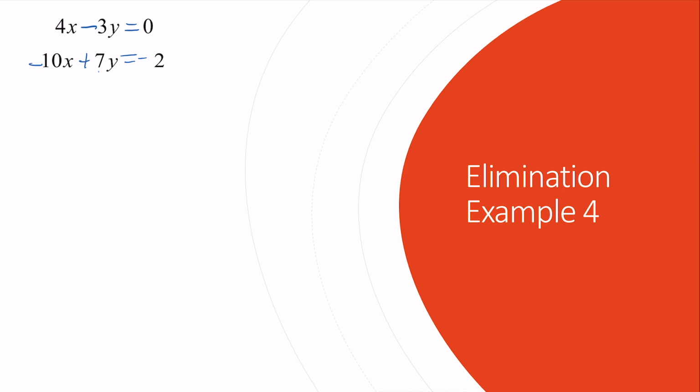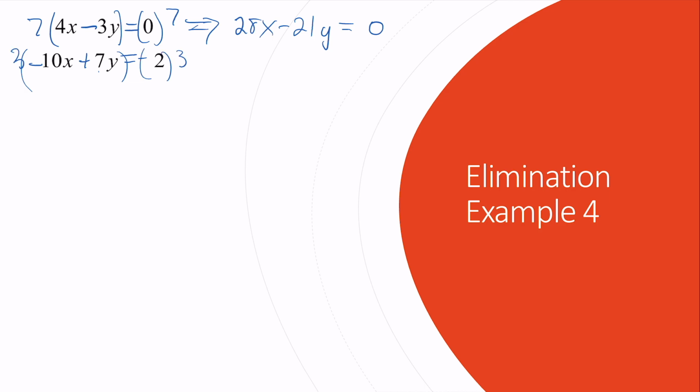So I'm going to focus on canceling out the y's. I'm going to multiply this top equation by 7. That'll give me 28x minus 21y is 0. And this bottom equation by 3, so my y's will both have a coefficient of 21. I've got negative 30x plus 21y is negative 6. I can then go ahead and add these together because my y coefficients cancel out. I have negative 2x is negative 6, so x is going to be a positive 3.